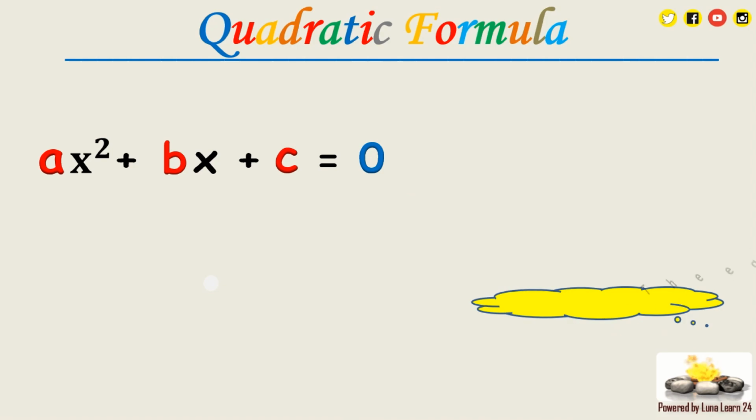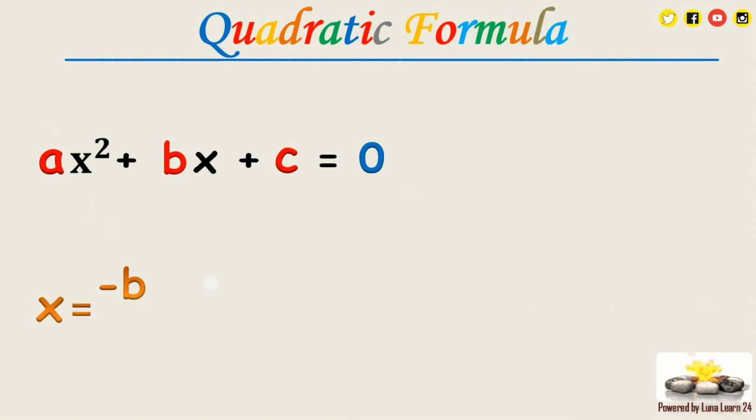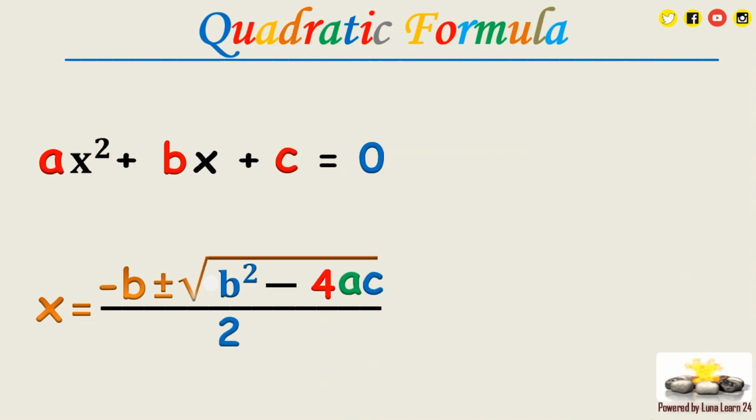Okay? So the quadratic formula states that x is equal to negative b plus minus the square root of b squared minus 4ac all over 2a. So this is the quadratic formula we are going to be using in solving the quadratics.